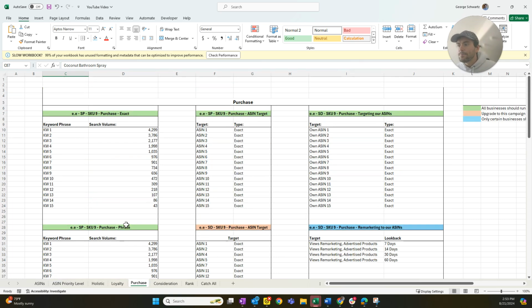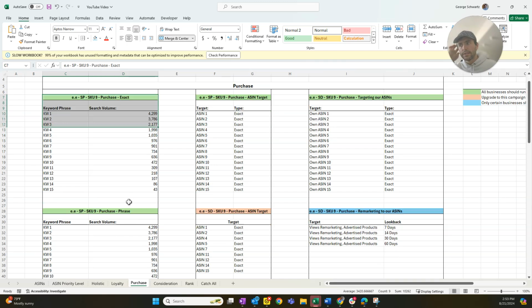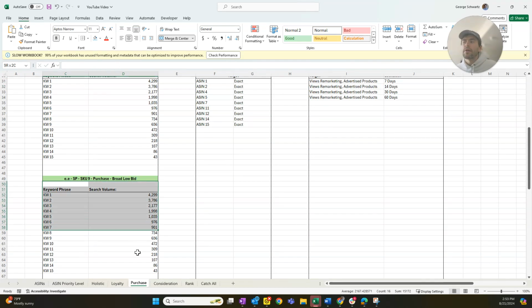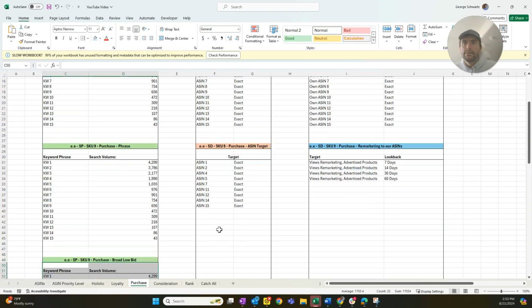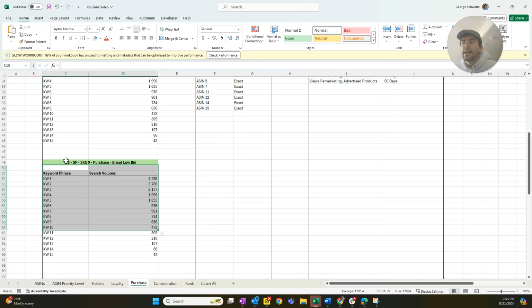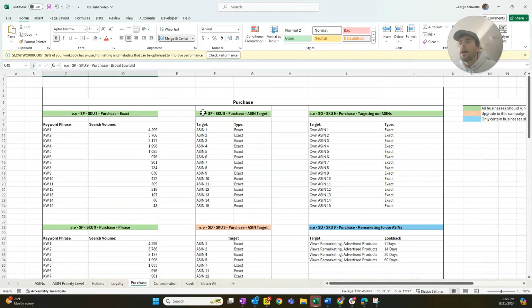So once you get those campaigns sorted, we recommend an exact, we recommend a phrase, and do some broad on a very low bid. And maybe you have some preset negatives, or just make sure you're going in and negating as you get data in for these. You can go ahead and also look into ASIN targeting.